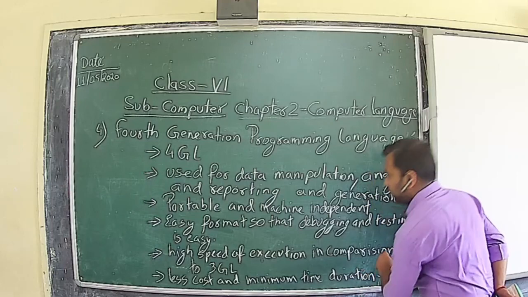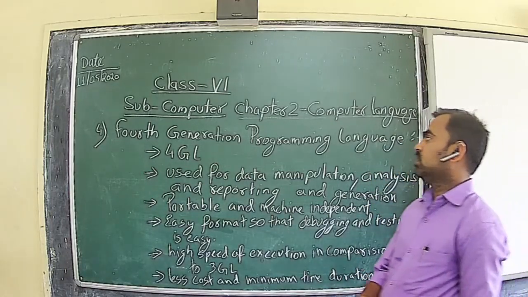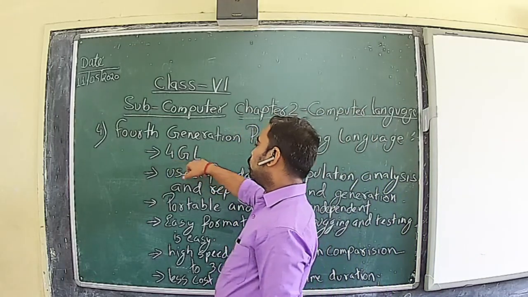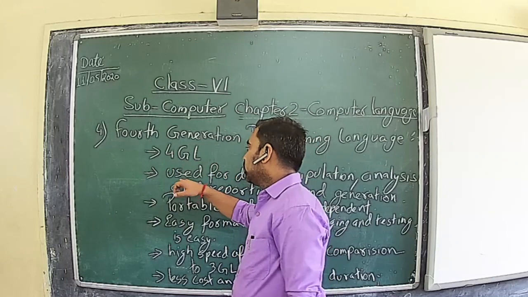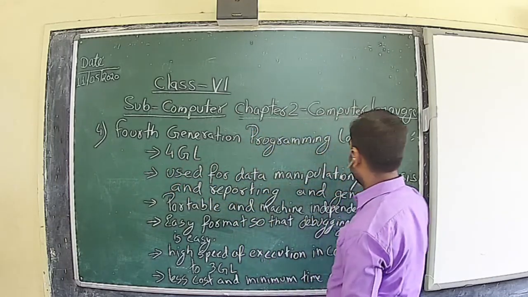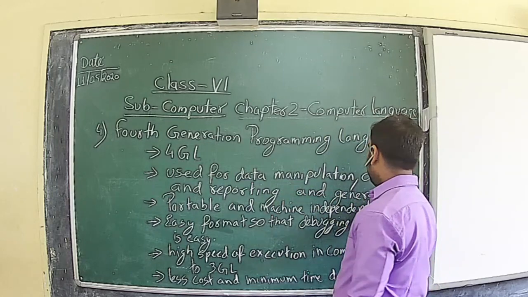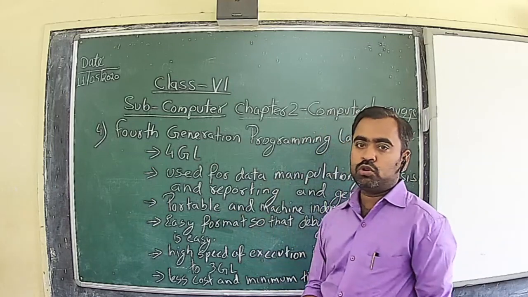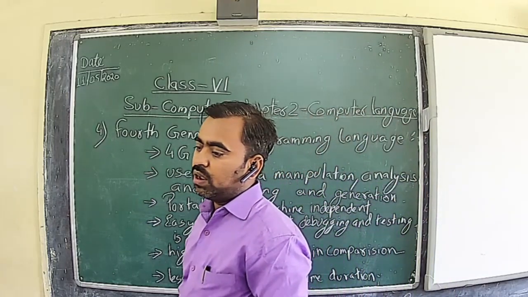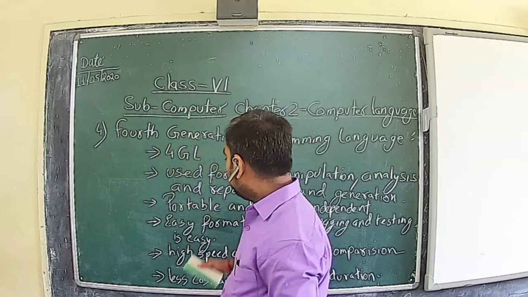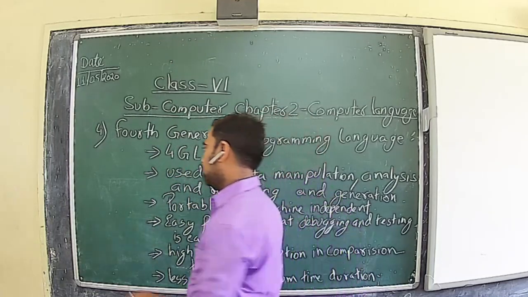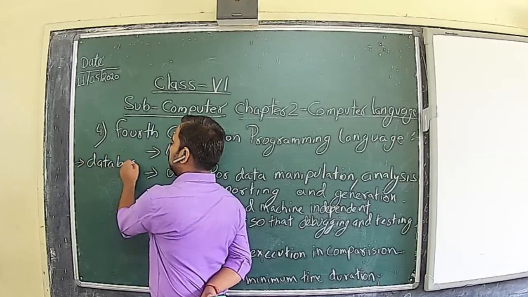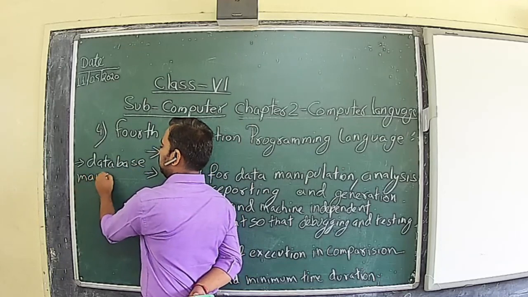So these are a few characteristics of the fourth generation programming language. First, it is abbreviated as 4GL, which stands for fourth generation language. Second, it is used for data manipulation, analysis, reporting, and report generation. Most of the work done by fourth generation languages is related to database management systems.